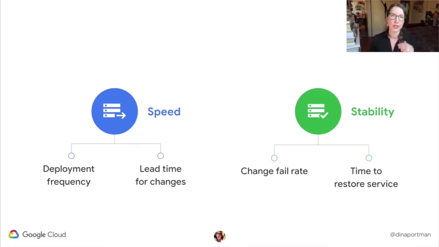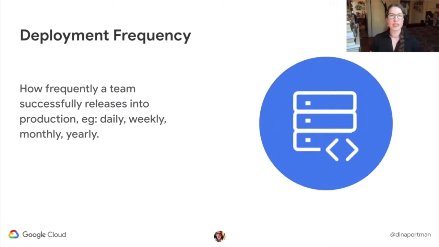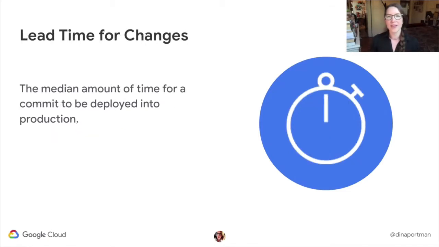So now I'm going to quickly go through the 4 key metrics and their definitions. The first one is deployment frequency, which is how frequently a team successfully releases into production. For example, this could be weekly, daily, monthly, yearly, etc. And then the other speed metric is lead time for change. And this is the median amount of time for a commit to be deployed into production.